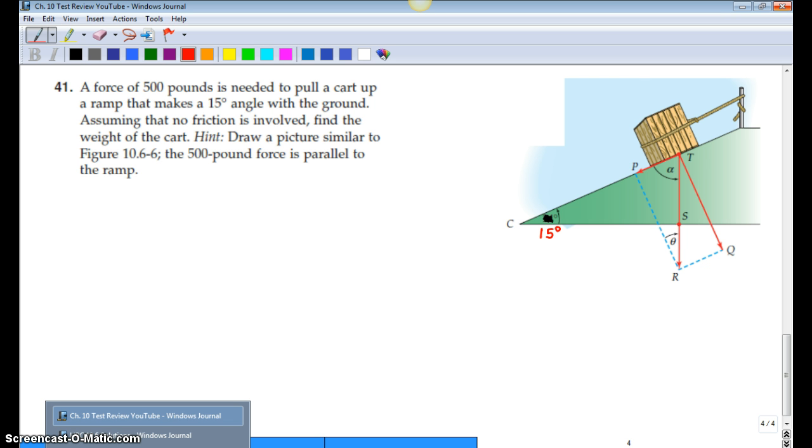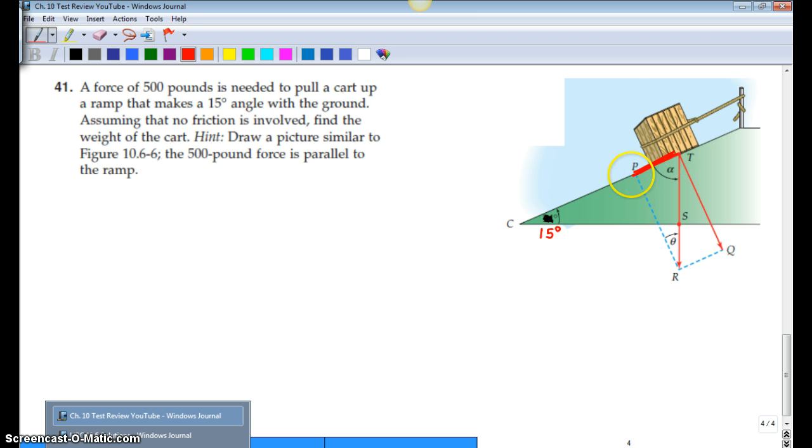So I made one quick change from the diagram in the textbook. This is actually the diagram from the example, and they use 24 degrees, so I just changed that to our 15 for the problem. If we look here, 500 pounds is needed. Where does that go? 500 pounds needed, that is this vector right here.